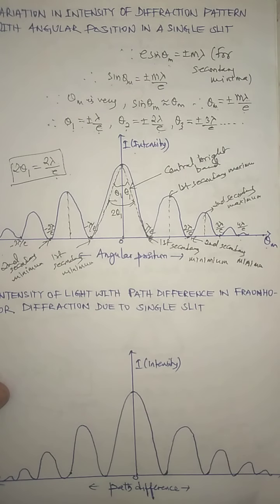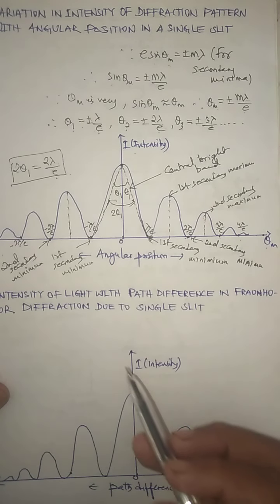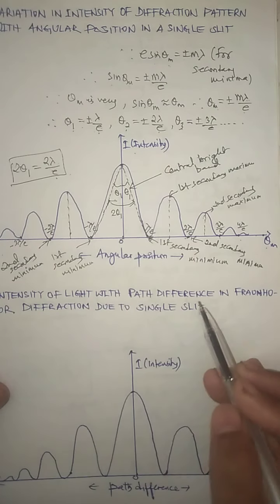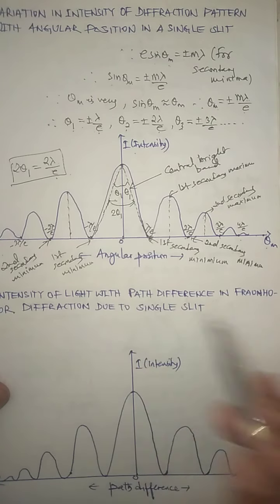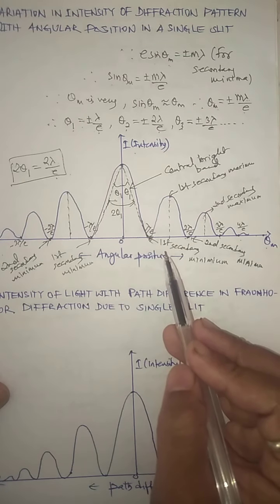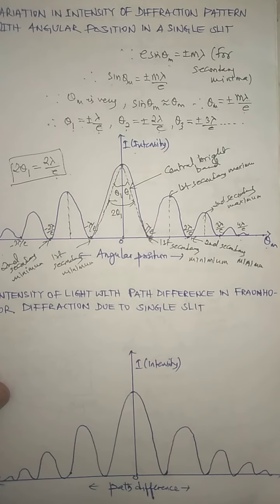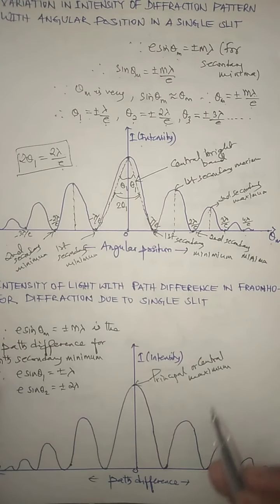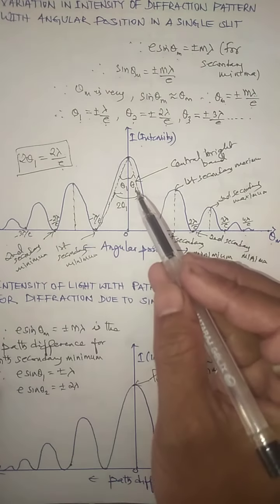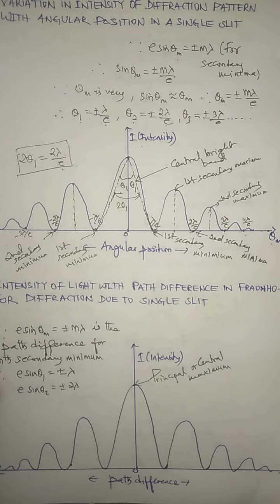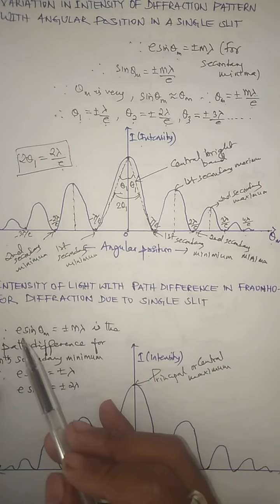Radian. Now we have a similar graph that we can plot, the intensity of light with path difference for Fraunhofer diffraction due to a single slit. The same graph that you can see, but the only thing is that this angle is replaced by the path difference. So to understand the graph, the nature of the graph is exactly the same, but the only thing is that the graph we plot here is between intensity and path difference. So I replace this angular position by what? Path difference.